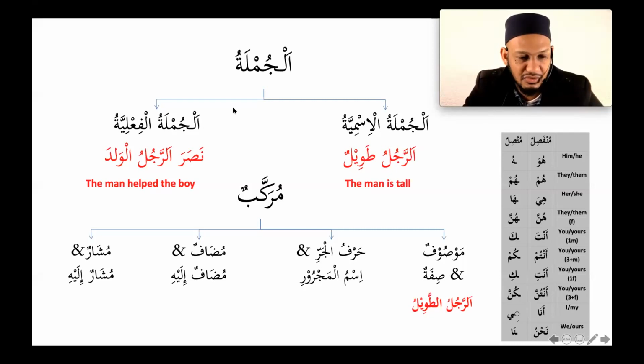So if I had to ask you to attach a pronoun, so instead of saying nasara ar-rajulu al-walada, which means the man helped the boy, how would I say the man helped him? How would I say the man helped him, using the attached pronoun?